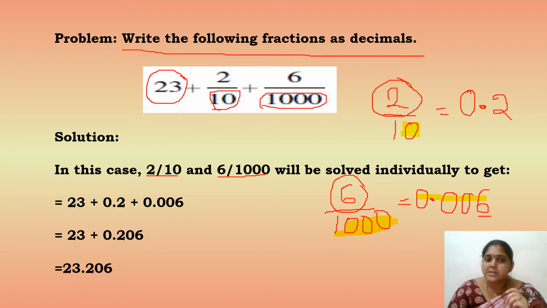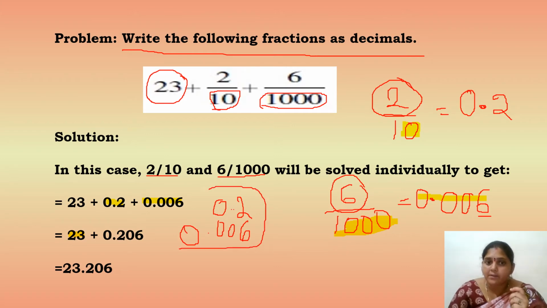0.006. Now 23 you have to write the same. Now you have to add 0.2 plus 0.006. How are we going to add this? 0.2, okay, 0.006. Like this you will add. Is this the correct way what I have written? No, you should not write like this. How do you have to write?